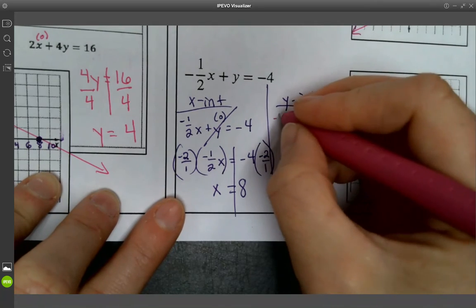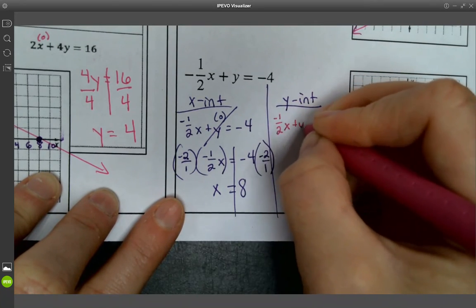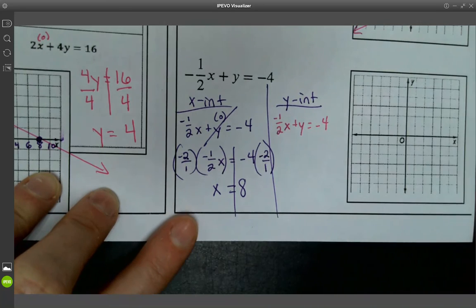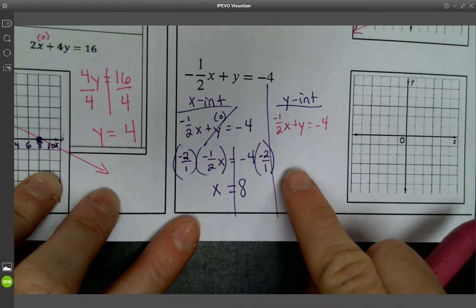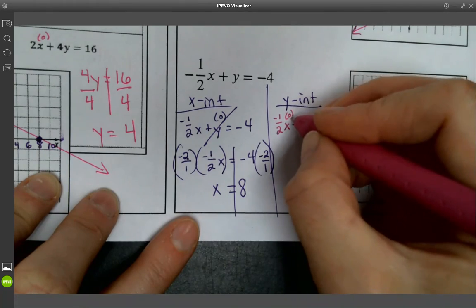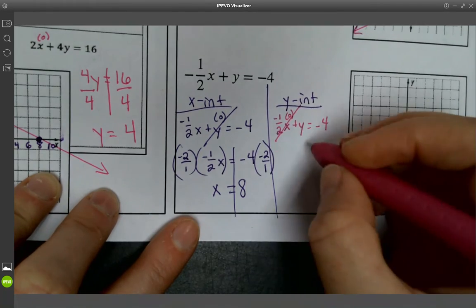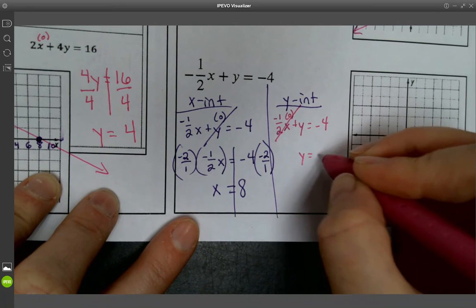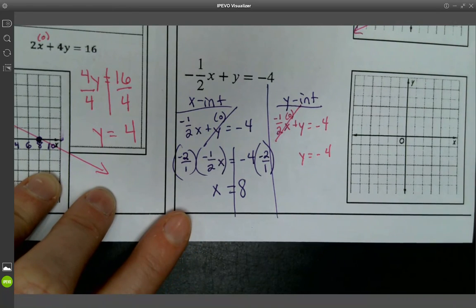Then our y-intercept, negative 1/2 x plus y equals negative 4. We plug in a 0 for x. That cancels. And look how easy this one is. Y equals negative 4. That's it.